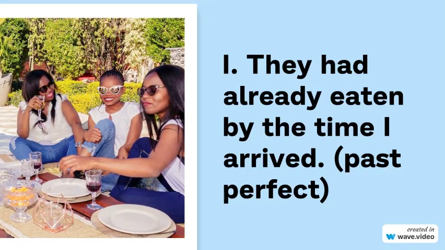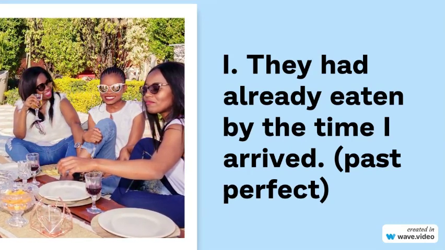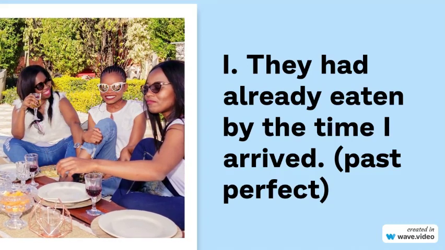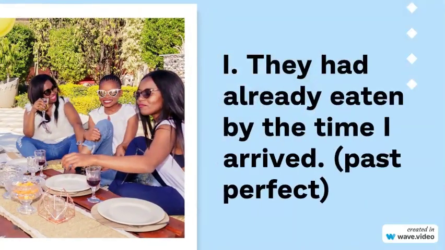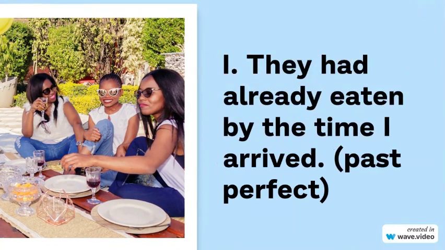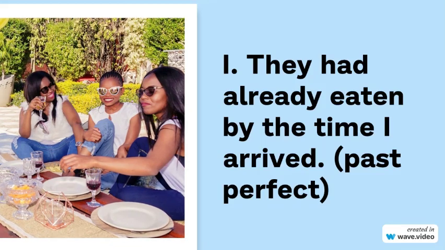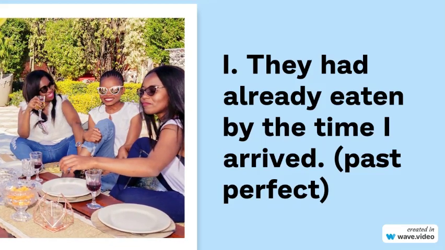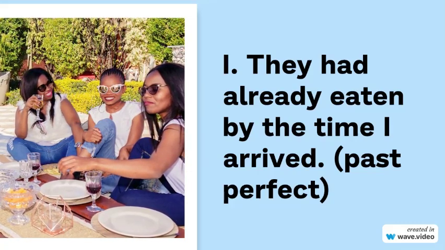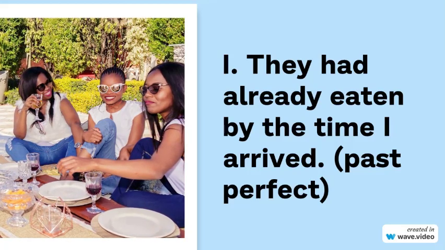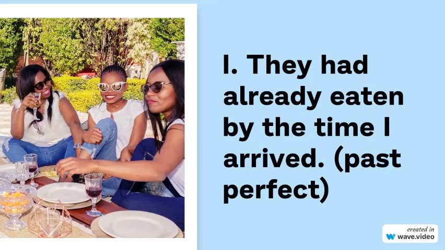You know, the event of their eating food is one. By the time I arrived, the event of my arrival is another event. So there are two events, their eating and my arrival. And the one that happened first is the one we report with the past perfect. They had already eaten by the time I arrived. This is past perfect tense. This is an example of using have to form the past perfect tense. They had already eaten by the time I arrived.